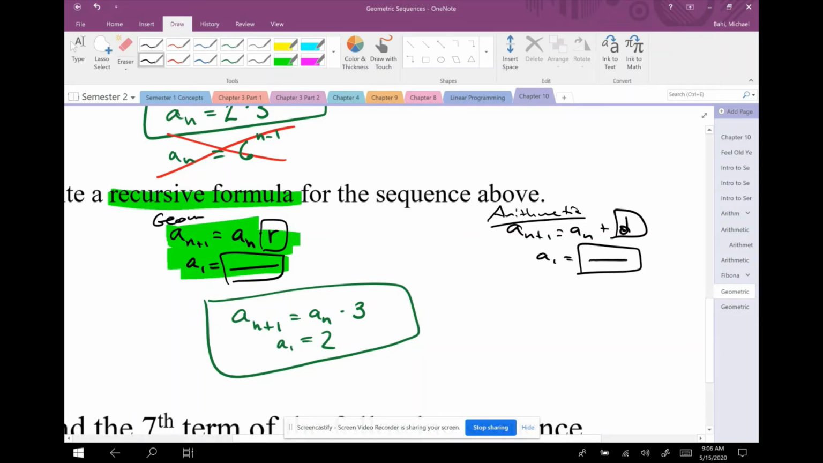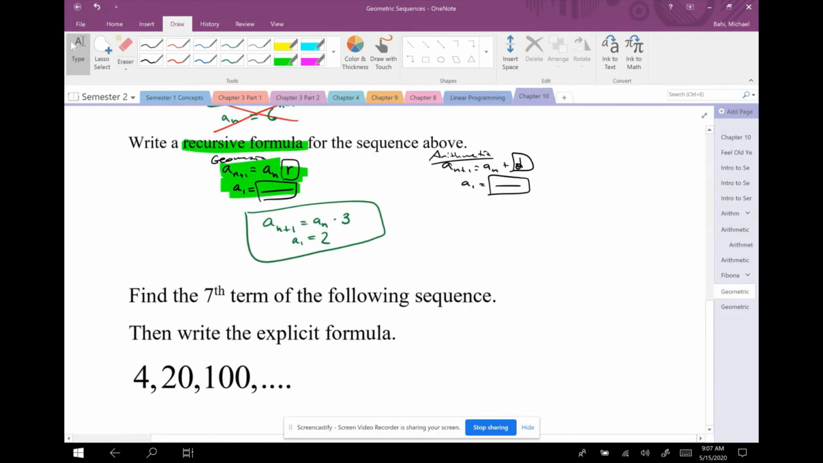This is obviously for geometric. So again, all it tells you is, to find the next term, all you're doing is taking the previous number and you keep adding the common difference if you're doing arithmetic, or you keep multiplying by the common ratio if you're doing geometric.